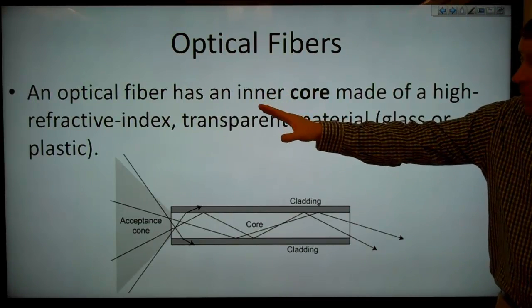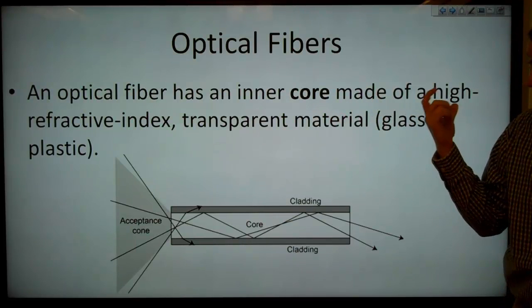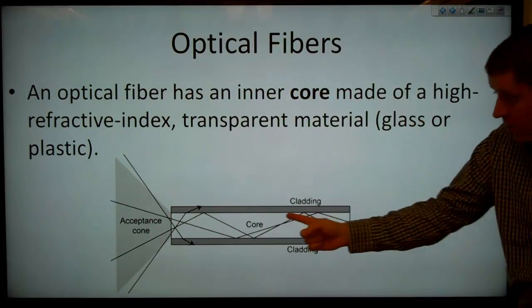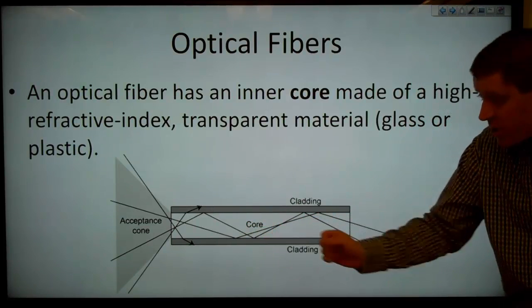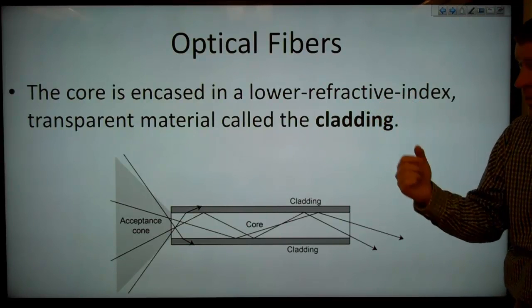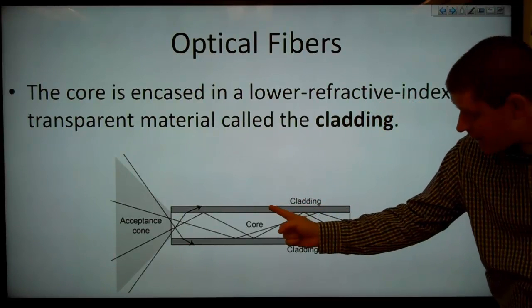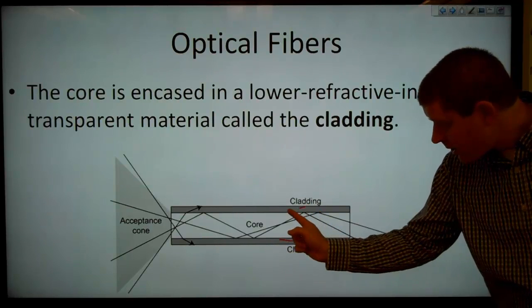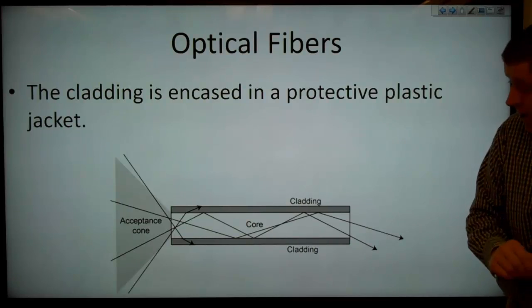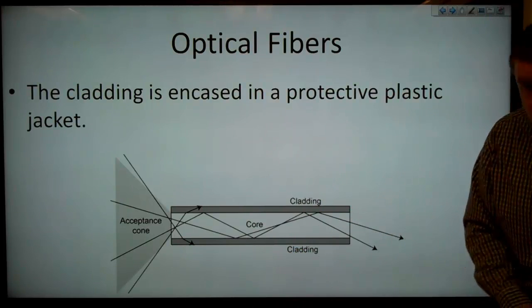An optical fiber has an inner core made of a high refractive index transparent material like glass or plastic. The core is the white portion in here. Then that core is encased in a lower refractive index transparent material called the cladding. The cladding is the gray portions there and here. Then that cladding is encased in some protective plastic jacket out here and down there.